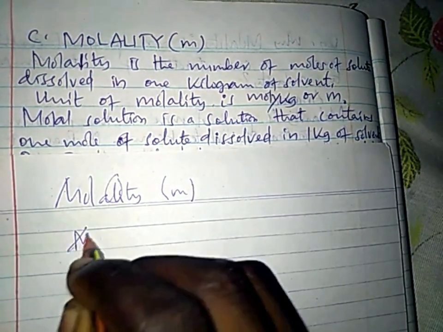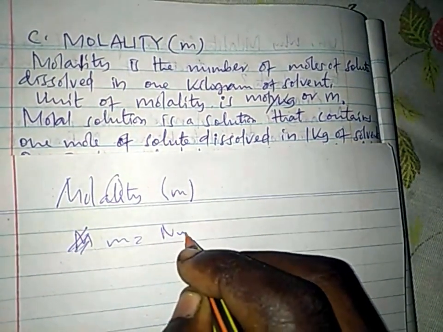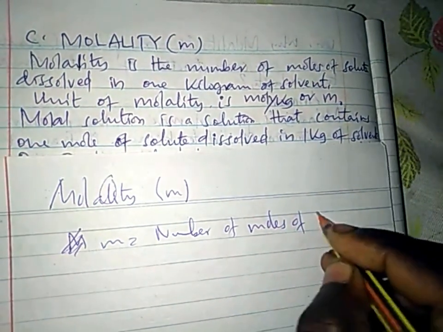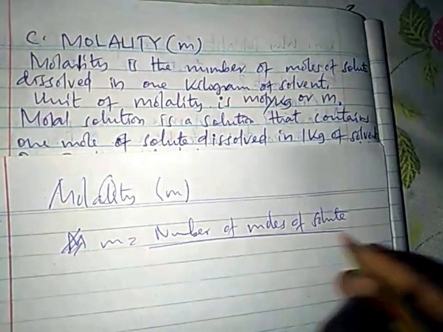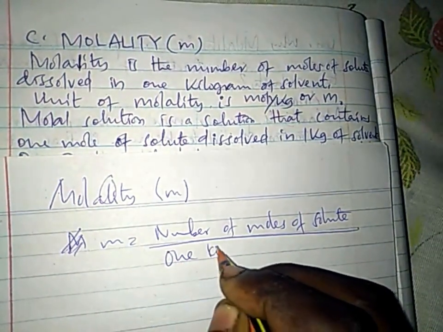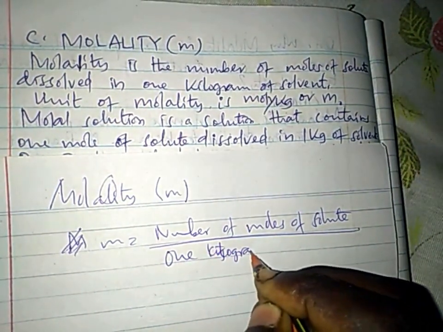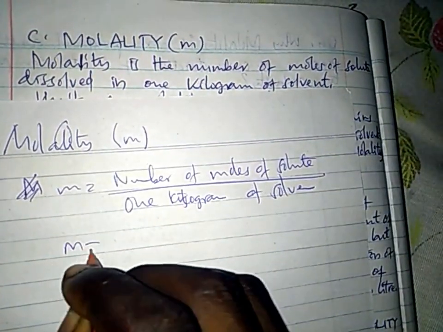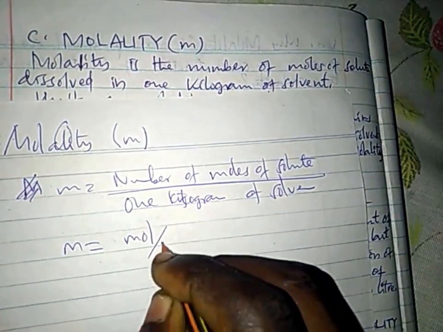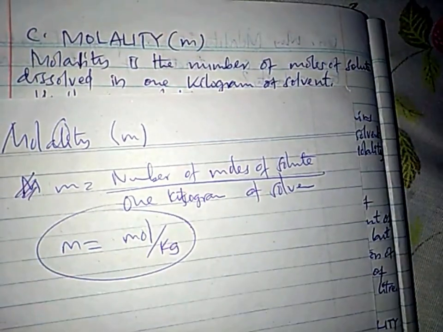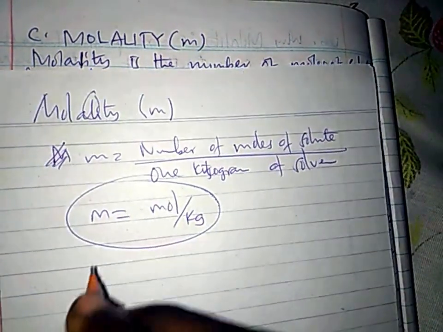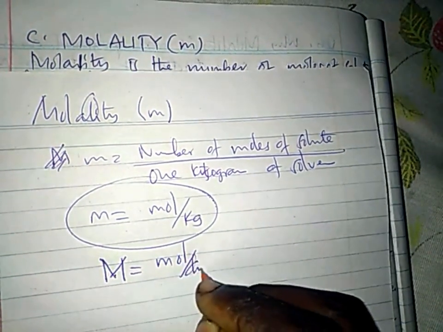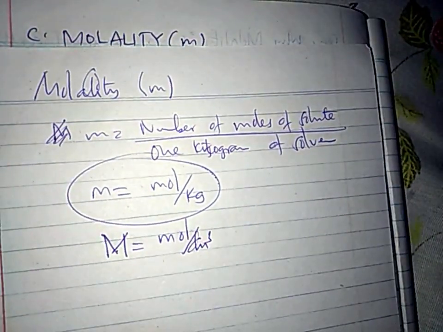Number of moles of solute dissolved in 1 kilogram of solvent. So simply, its unit is mole per kilogram. It is different from molarity, which we know, whose unit is mole per dm cube. So it is quite different.